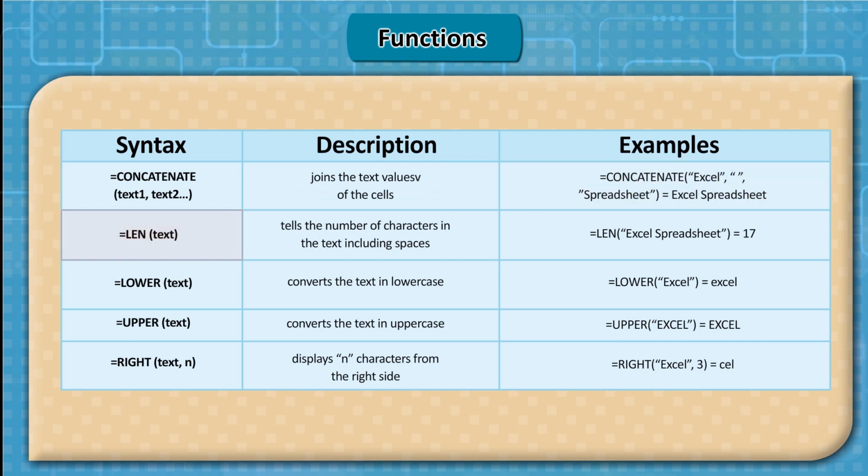LEN(text) tells the number of characters in the text including spaces. LEN(Excel spreadsheet) = 17. LOWER(text) converts the text in lowercase. LOWER(EXCEL) = excel. UPPER(text) converts the text in uppercase. UPPER(excel) = EXCEL. RIGHT(text, N) displays N characters from the right side. RIGHT(Excel, 3) = cel.